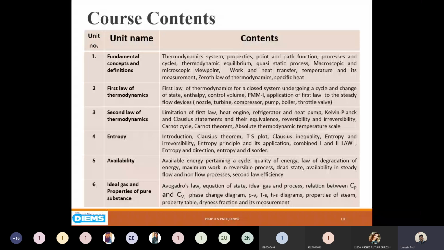Yes, please. What do you mean by pure substance? What is a pure substance? Because the complete unit is based on properties of pure substance, we must know what a pure substance is. Or can you give some example of a pure substance? You can unmute yourself and then reply.